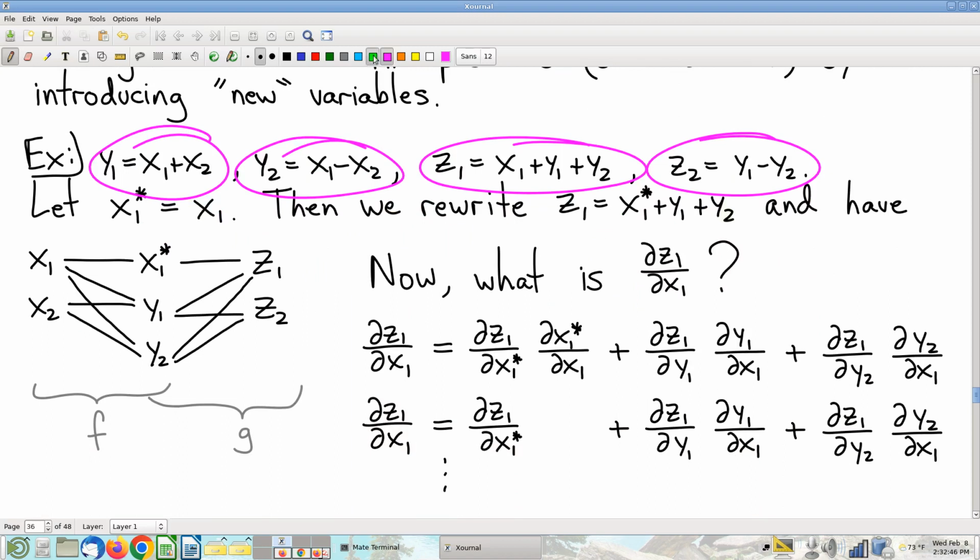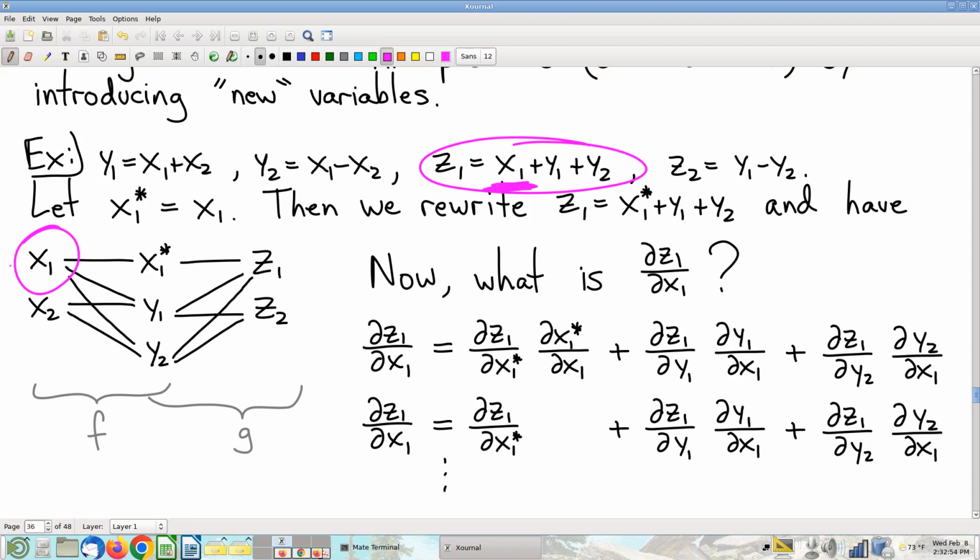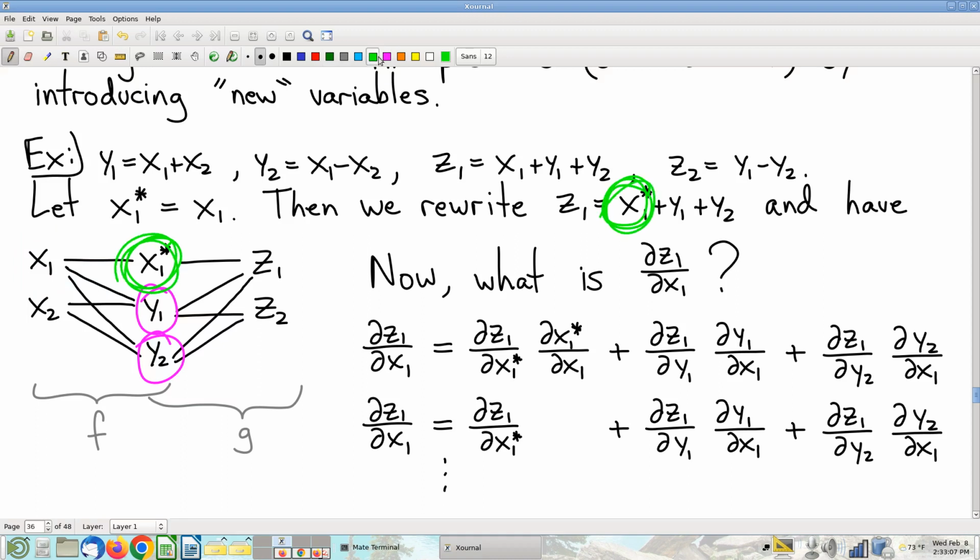Notice then that z1, previously thought of as x1 plus y1 plus y2, no longer, I fixed that by making it x1 star plus y1 plus y2. Now I've got, as required, z1 as a function of just the variables where it's supposed to be a function of. And we're back in business.